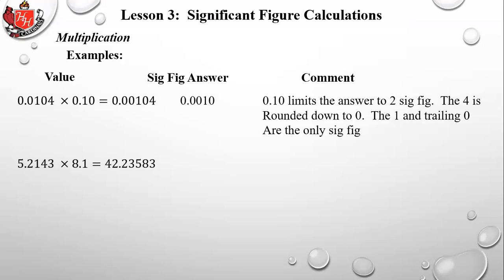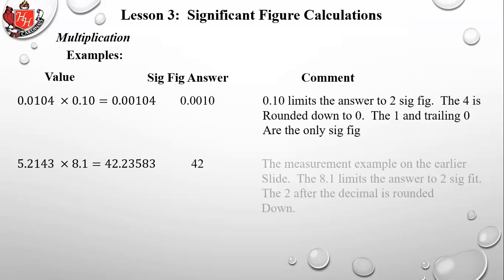This one? Well, we saw this one in our example, 42. The measurement example on the earlier slide, the 8.1 limits the answer to 2 sig fig. The 2 after the decimal is rounded down. Actually, I should say the 2 before the decimal is rounded down by the 2 after the decimal. So it keeps that 42 at 42.